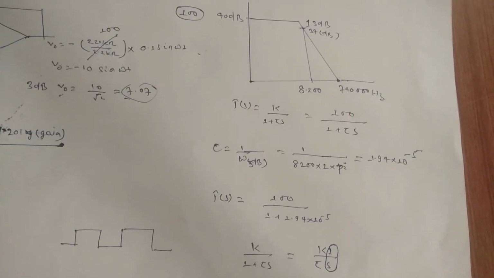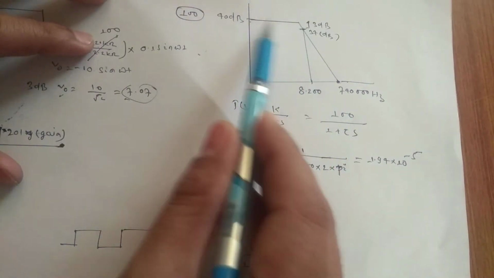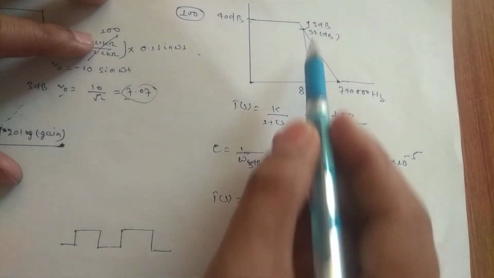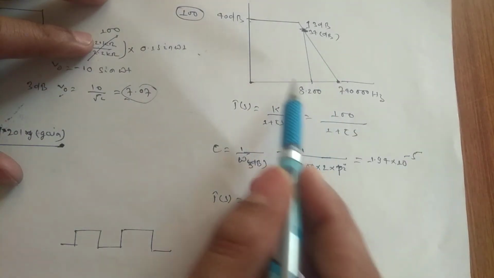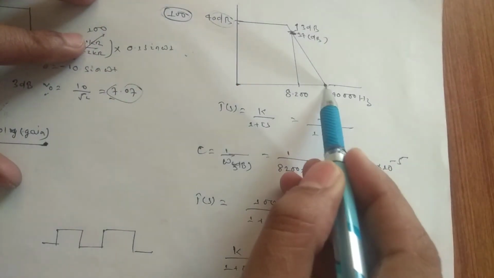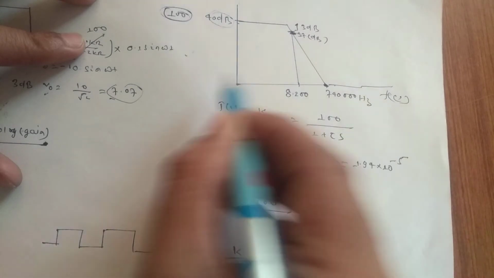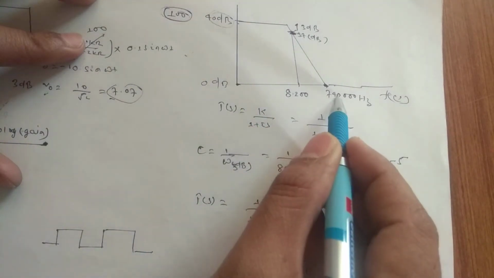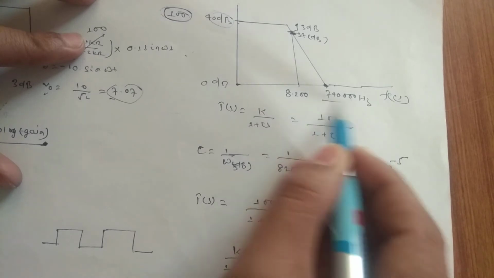Before going to the DSO, let us calculate the transfer function. This is the graph that we got. Now at the 3 dB point the frequency was 8200 hertz, and the gain was 40 dB, which means the gain was 100. And where it was cutting the 0 dB axis line, this is your frequency line, and this is your 0 dB, it was cutting around 740 kilohertz.